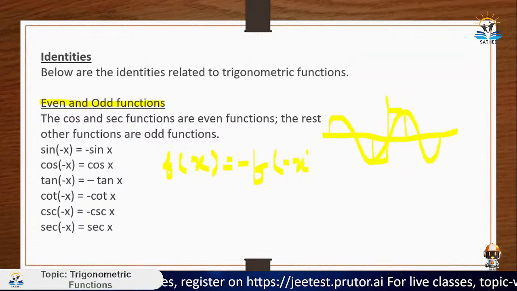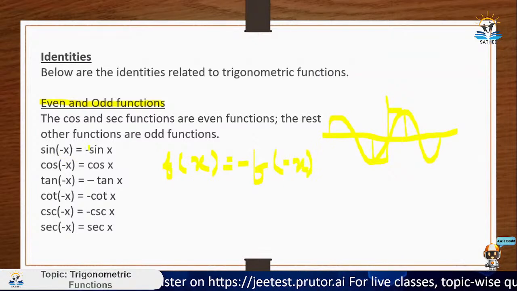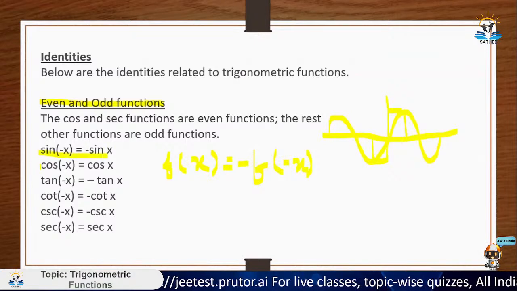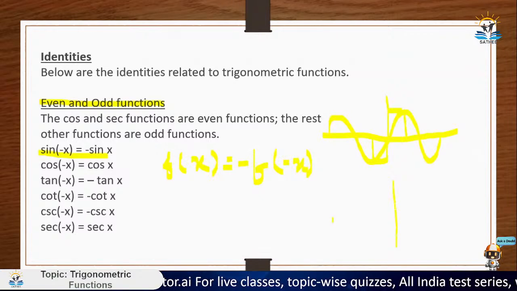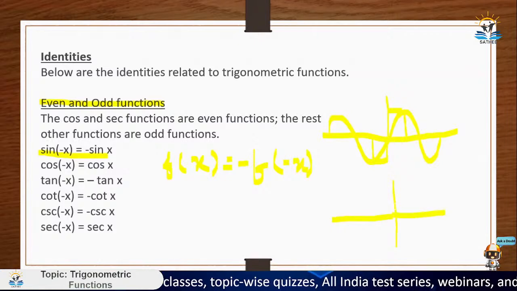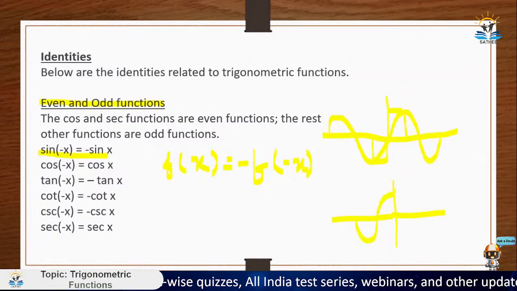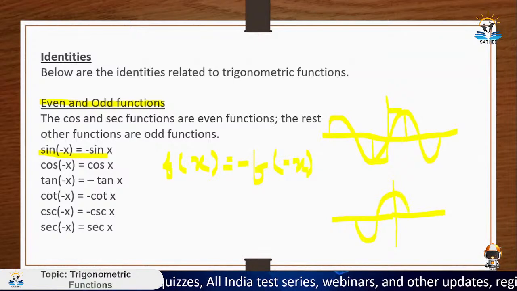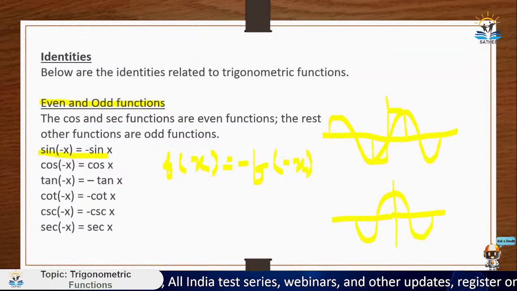Okay, so I hope you got it. Sine is an odd function. So sine of minus x is equal to minus sine x. Cos is an even function, because the cos graph is something like this. So I hope you got it that it is an even function.